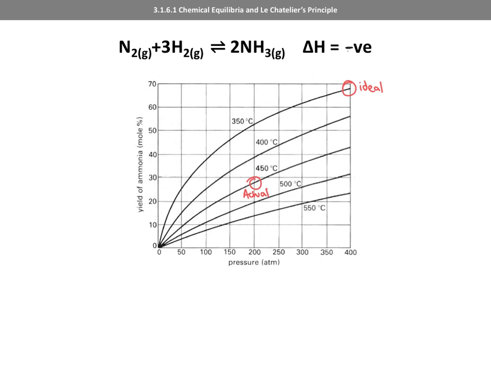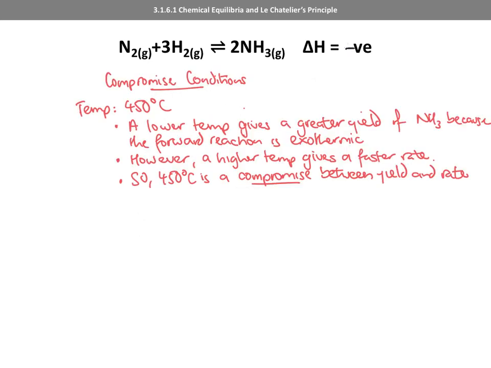It's not that you necessarily need to remember those actual temperatures and those actual pressures. But what I think you do need to understand is the reasons behind why there might be a compromise. So to confirm, we have a temperature of 450 degrees Celsius. The lower the temperature, the greater the yield of ammonia, because the forward reaction is exothermic. However, the higher the temperature, the faster the rate of reaction. So this temperature of 450 degrees Celsius is a compromise between yield and rate.